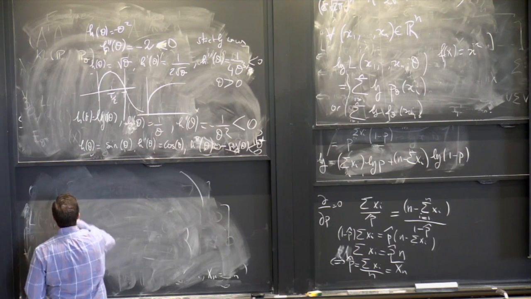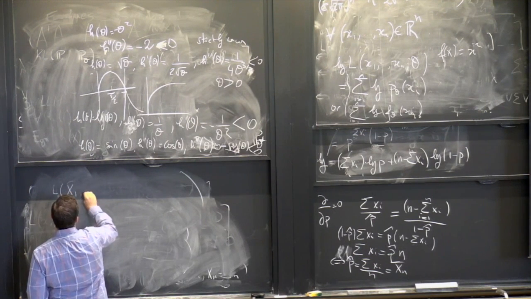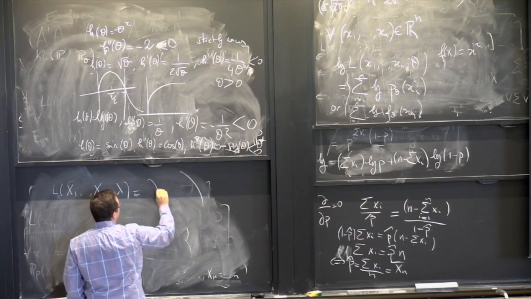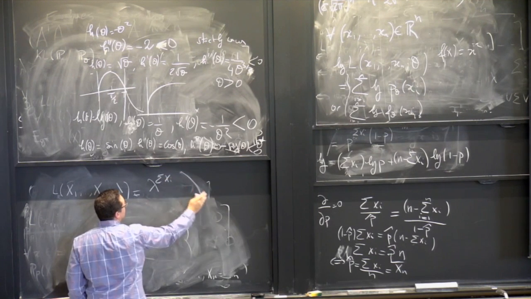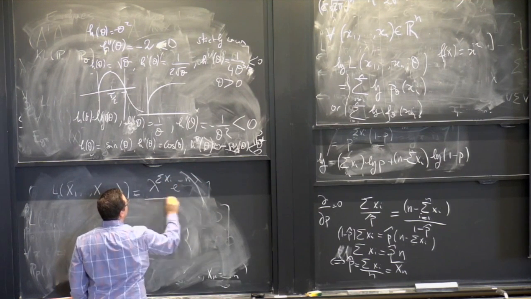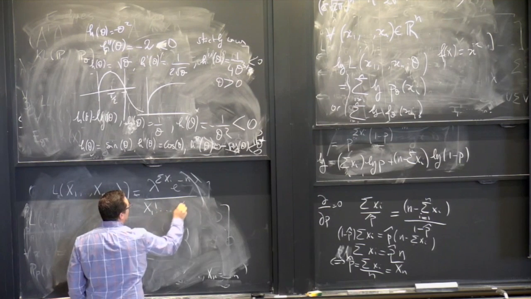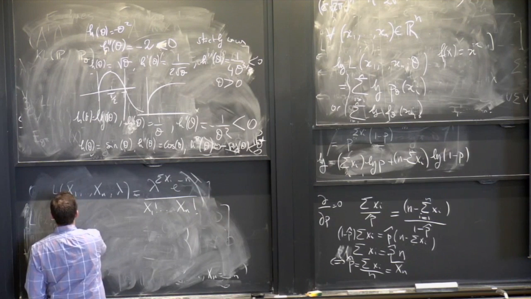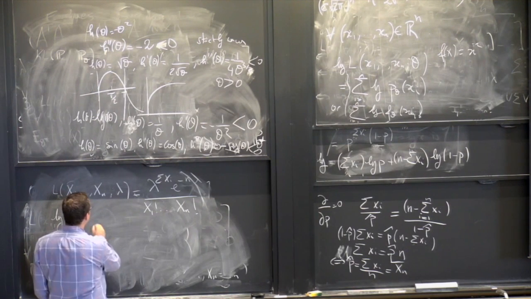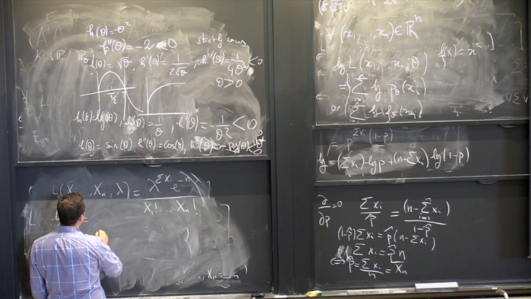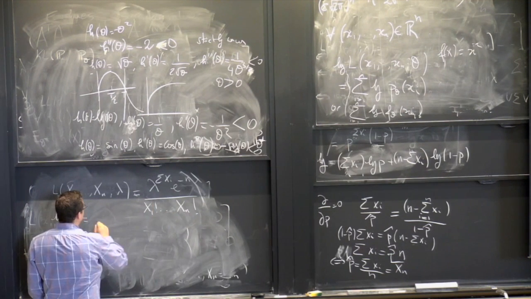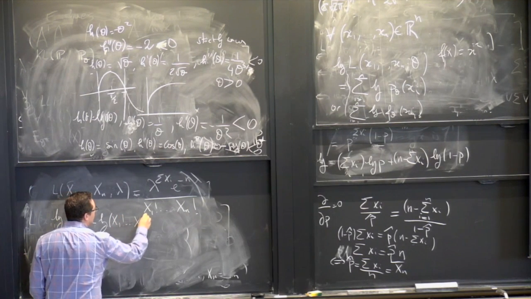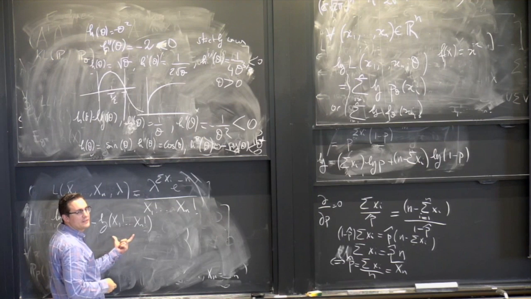So Poisson, the likelihood in x1 through xn and lambda is equal to lambda to the sum of the xi's, e to the minus n lambda, divided by x1 factorial all the way to xn factorial. So now let me take the log likelihood. It's going to be minus log of x1 factorial all the way to xn factorial. That's a constant with respect to lambda.